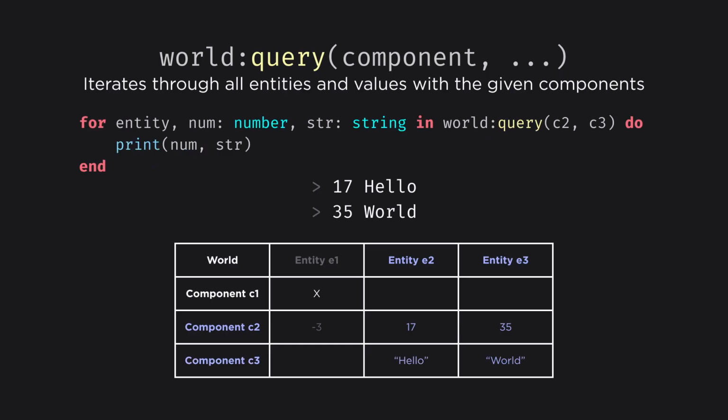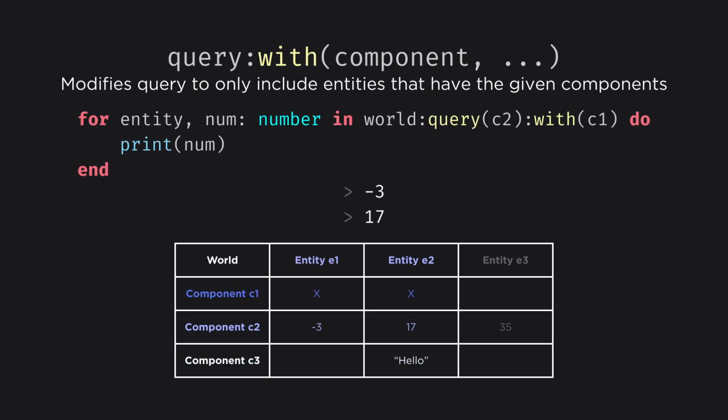You can also query multiple components at the same time. Because the query argument is variadic, this means that we can add additional components as additional arguments, but this also means that the query will only iterate through entities that have all components specified in the query. You can also chain methods on queries as well.